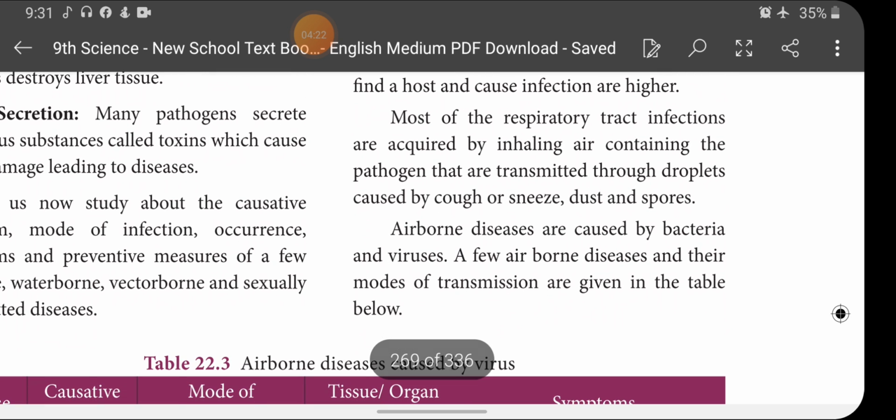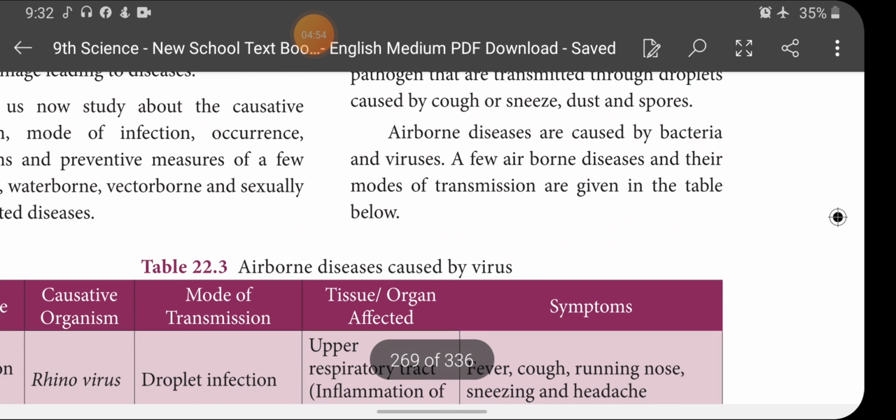Most of the respiratory tract infections are acquired by inhaling air containing pathogens that are transmitted through droplets caused by cough or sneeze, dust and spores. Airborne diseases are caused by bacteria and viruses. A few airborne diseases and their mode of transmission are given in the table.